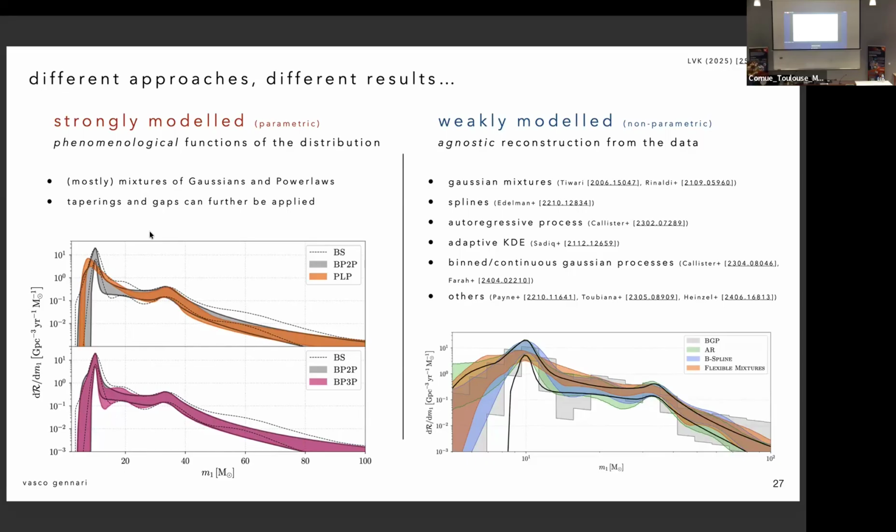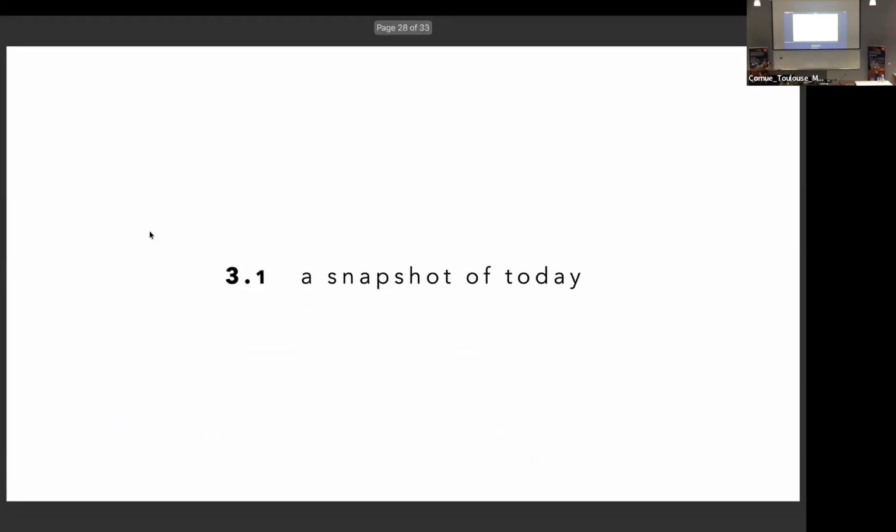On the other hand, here on the right, you see a collection of different weakly modeled approaches: Gaussian processes, B-splines, mixtures of Gaussians, autoregressive methods. I tried to put here a collection of papers that describe all these methods, if you want to take a look. The key point is that the reconstruction really depends on the methods, the way you parameterize, and the assumptions that you make in your analysis, even though they agree overall.